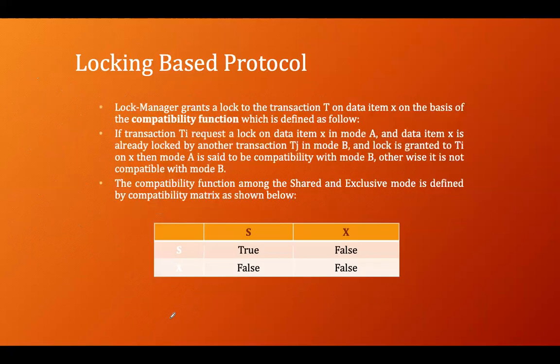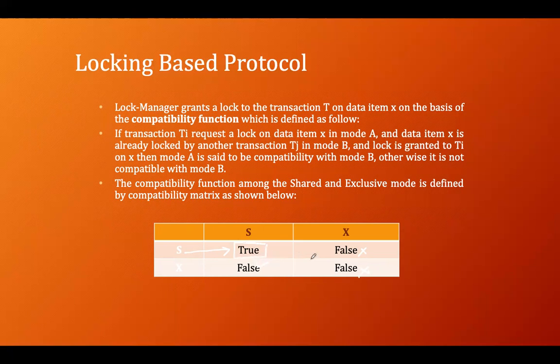Now, let's see the compatibility function among the shared and exclusive lock. If some transaction has shared lock and another transaction needs the shared lock, do we allow? Yes, we'll allow. If some transaction has shared lock and some require the exclusive lock, do we allow? No, we do not allow. If some transaction has exclusive lock and some other transaction needs the shared lock, do we allow? No, we do not allow. If the transaction is already having exclusive lock, some other transaction needs the exclusive lock on that, do we allow? No.